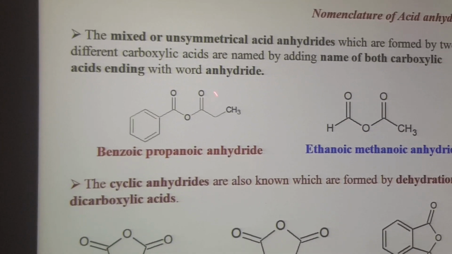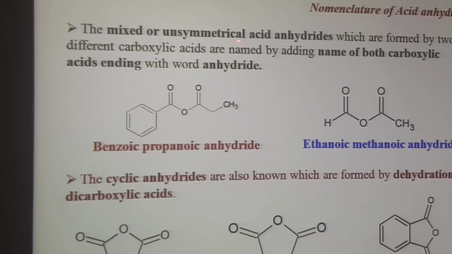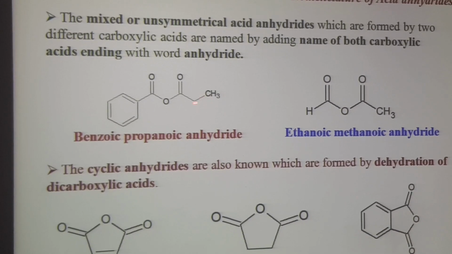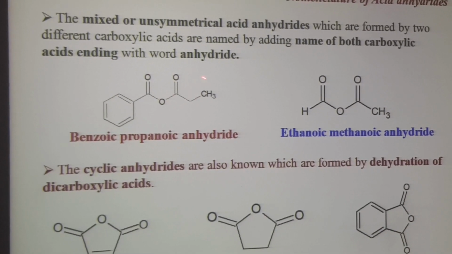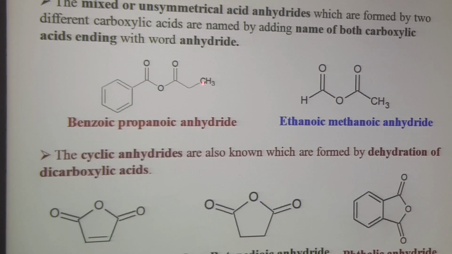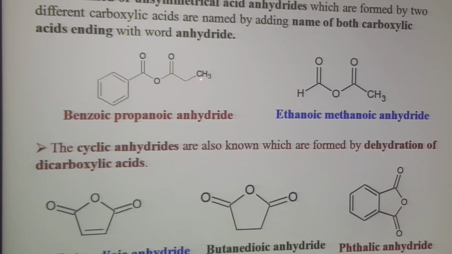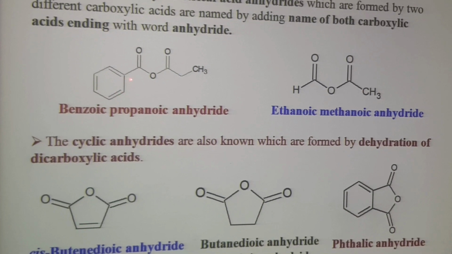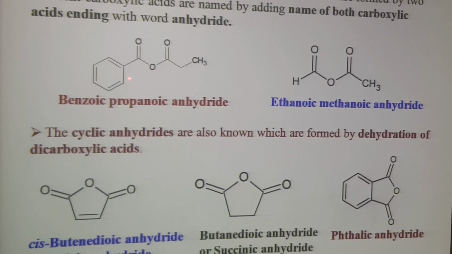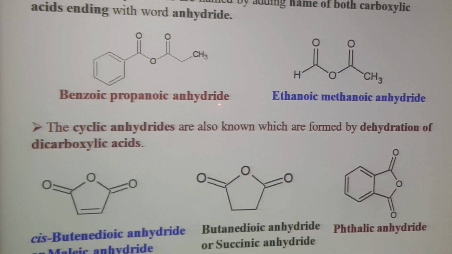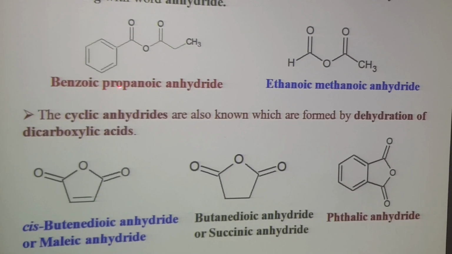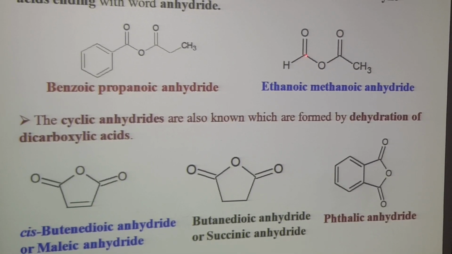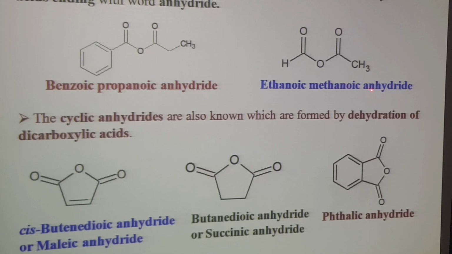The second type of anhydrides are mixed anhydrides or unsymmetrical anhydrides. In the case of mixed or unsymmetrical anhydrides, two different carboxylic acids are involved in the formation of the anhydride. For example, here we have 1, 2, 3, propanoic acid part. Here we have benzoic acid part. For the name of this molecule, you just mention the names of both carboxylic acids and at the end we add anhydride. It is benzoic propanoic anhydride. It will be two carbons, one carbon, so ethanoic methanoic anhydride.